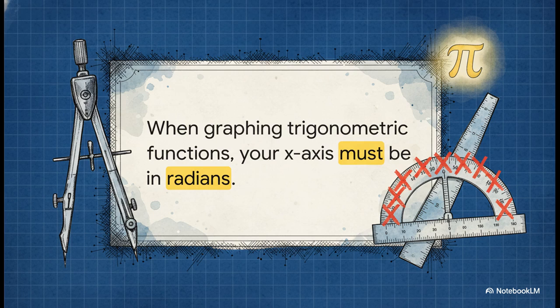So here's the bottom line, the one thing you really need to remember. When you are graphing trig functions, you have to use radians. Always, always, always. The math of the sine wave is just baked into the geometry of the circle, and circles speak in radians, not degrees.